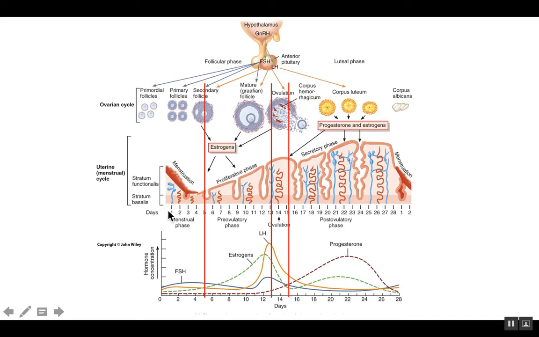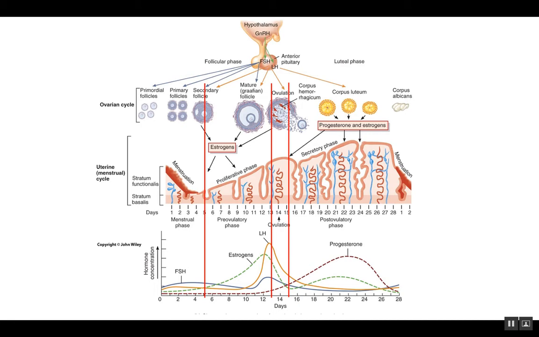You'll notice the days are lined up down here, so you can always see what day we're at. I added in these red bars to help us separate these days into the four phases: the menstrual phase, the preovulatory phase, ovulation on day 14, and the postovulatory phase. The bottom row shows the hormones. Now it shows just the four primary hormones.